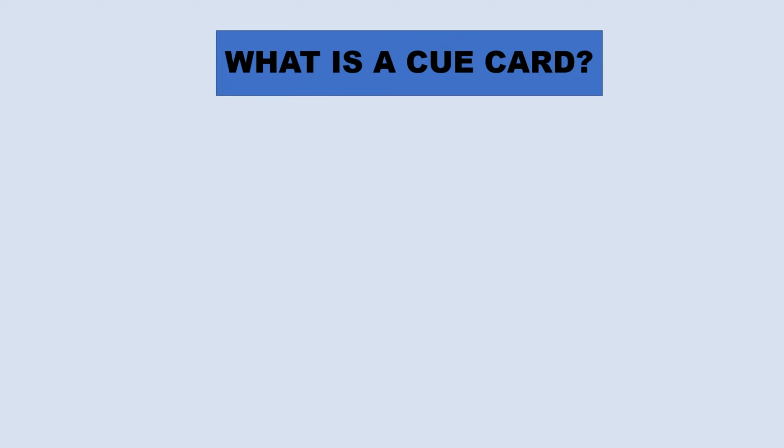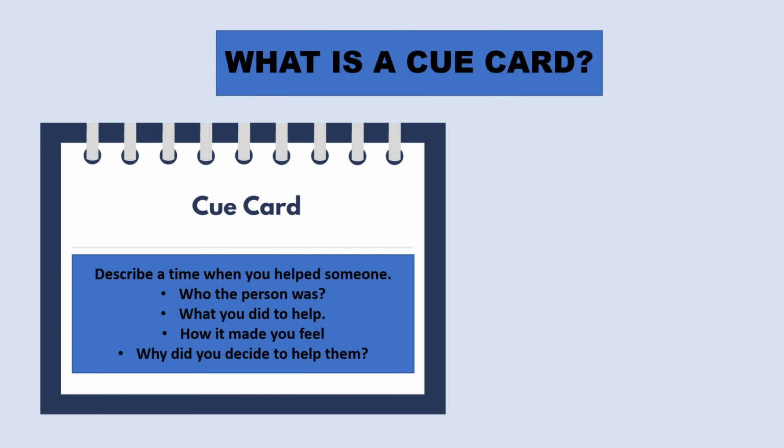What is a cue card? Let's start with the basics. In part 2 of the IELTS speaking test, the examiner gives you a cue card with a topic. It might say something like, describe a time you helped someone. You'll also see a few prompts on the card, like who the person was, what you did to help, how it made you feel, and why you decided to help them. These prompts on the card will give you some idea of what you need to talk about during the conversation.